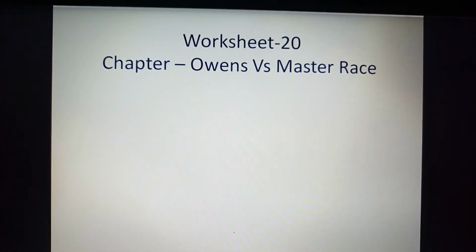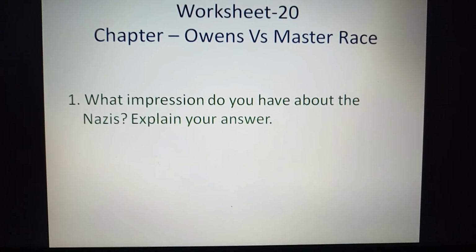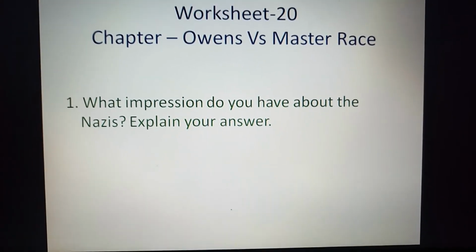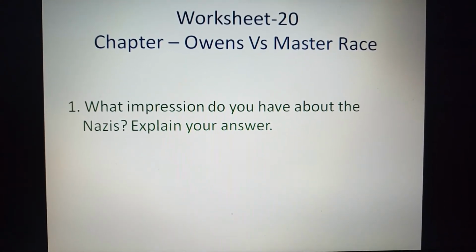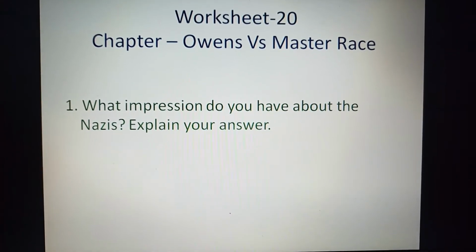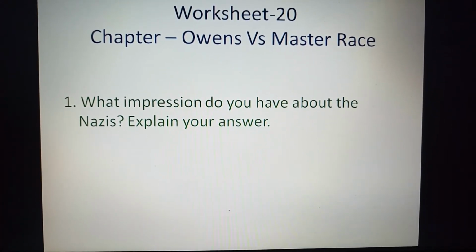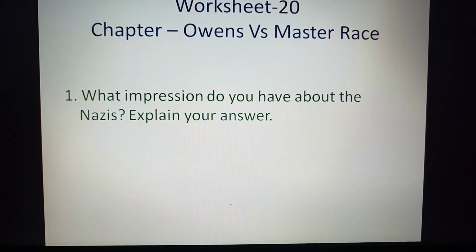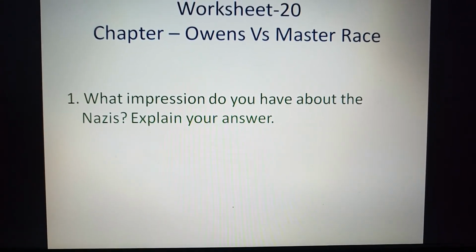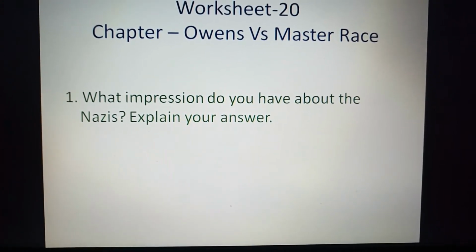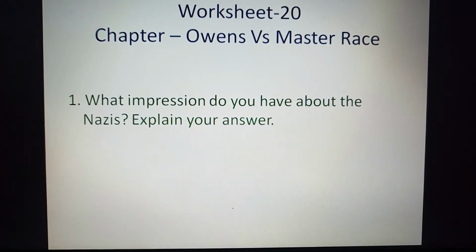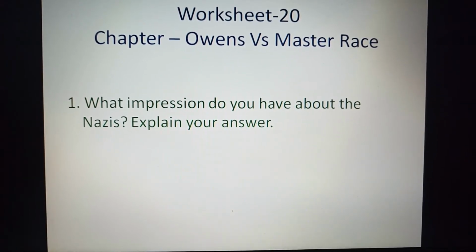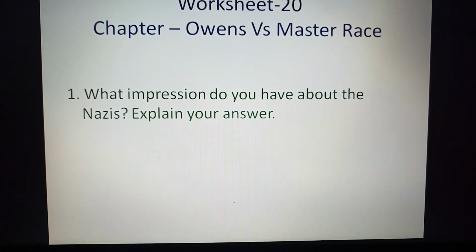Now, worksheet 20, Owens versus Masteries. What impression do you have about the Nazis? Explain your answer. From the story, we got to know that the Nazis were extremely dominating. So this can be an impression that was left in your heart. Why were they extremely dominating? Because they used to tell everyone to have the swastika flags in front of their houses. So this is obviously dominating, right?